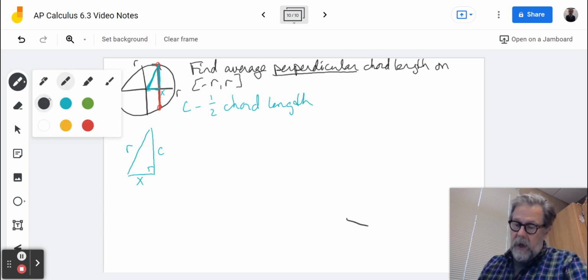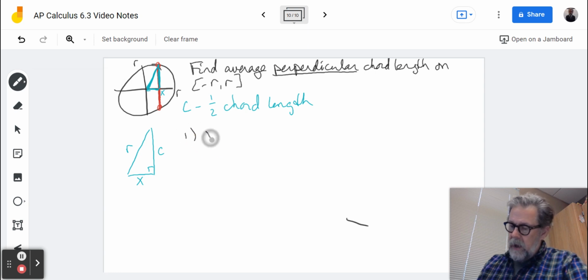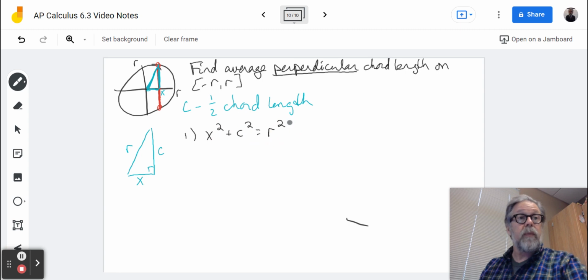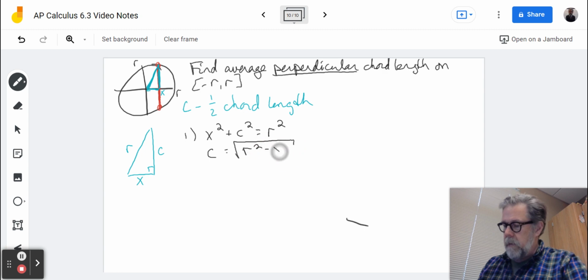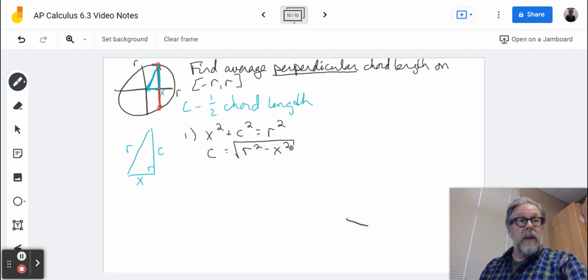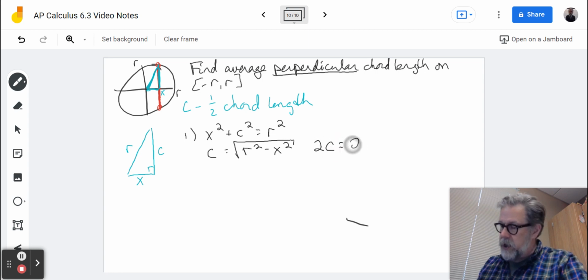All right, what do we know? Thing one, x squared plus c squared is equal to r squared, which means that the half chord length is equal to the square root of r squared minus x squared. So that means that the chord length is 2 times the square root of r squared minus x squared.